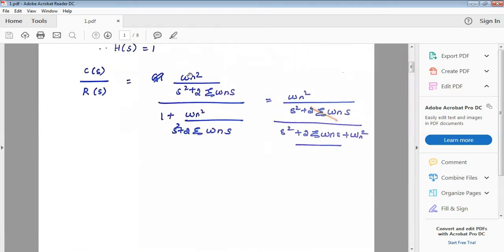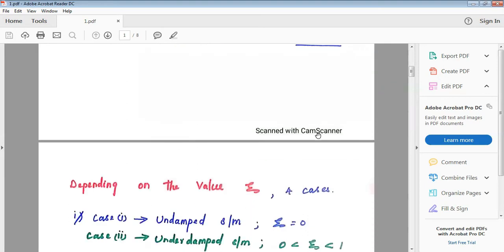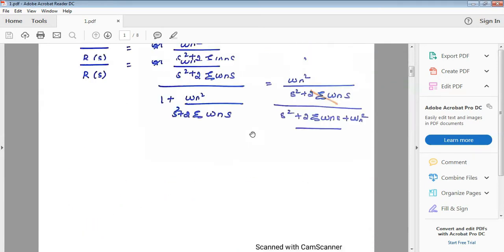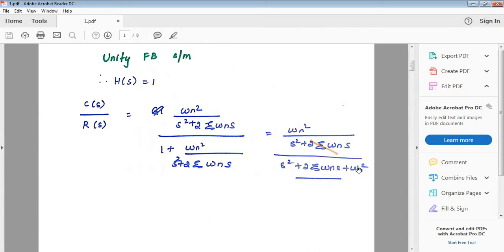So we will be getting the value as omega n square divided by s square plus 2 theta omega n s plus omega n square. Here also we have the denominator term, right? So both the denominator terms get cancelled. So we'll be getting the value as omega n square divided by s square plus 2 theta omega n s plus omega n square. So this is the transfer function for the second order system, that is omega n square divided by s square plus 2 theta omega n s plus omega n square.